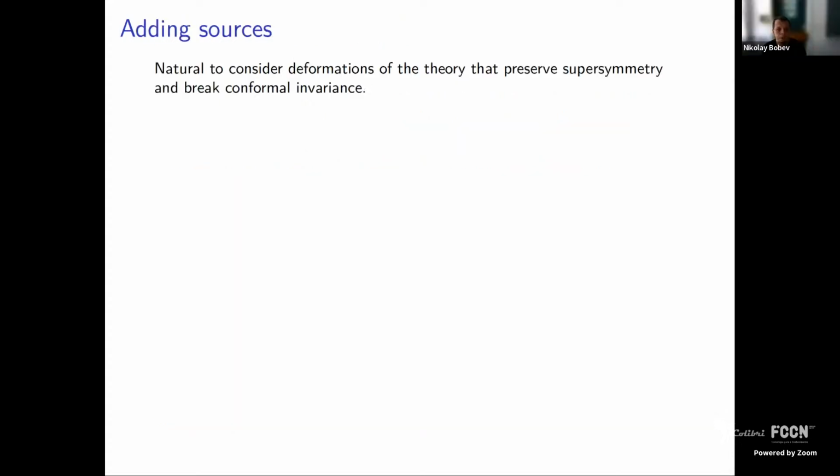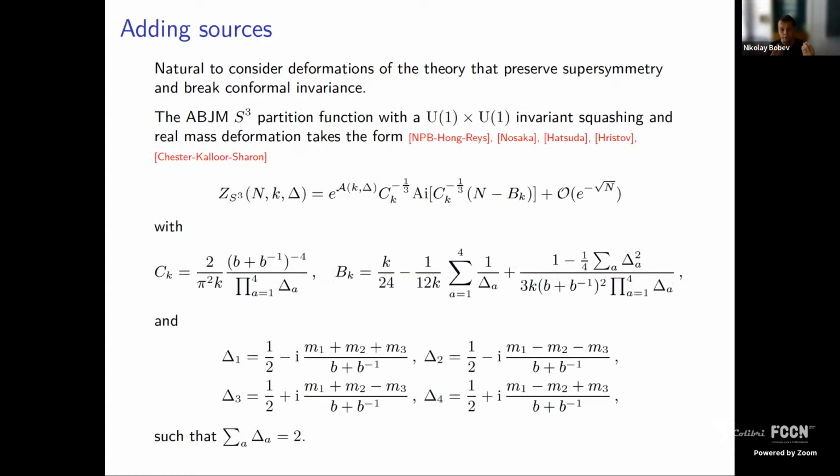Okay. So this was computing a number, and we should be better than this. We should be computing more than numbers. We should be computing functions. Functions will come from adding sources. In QFT, of course, it's very natural to add a source to the path integral, differentiate with respect to it, and get n-point functions. You can try to do that here, of course, but because of supersymmetry, you should be adding only special sources that are compatible with the supercharge that you have in your SUSY localization.